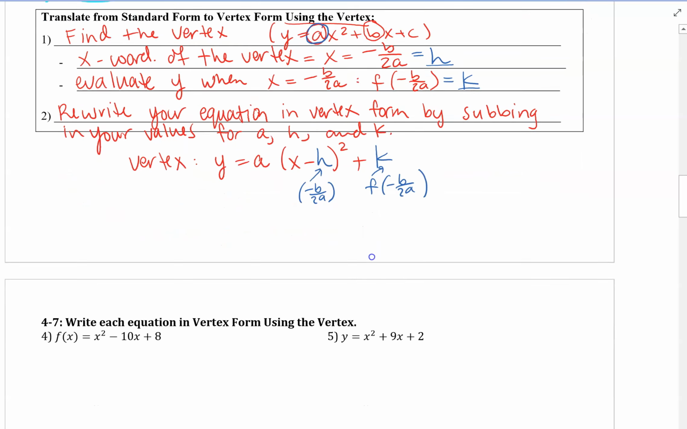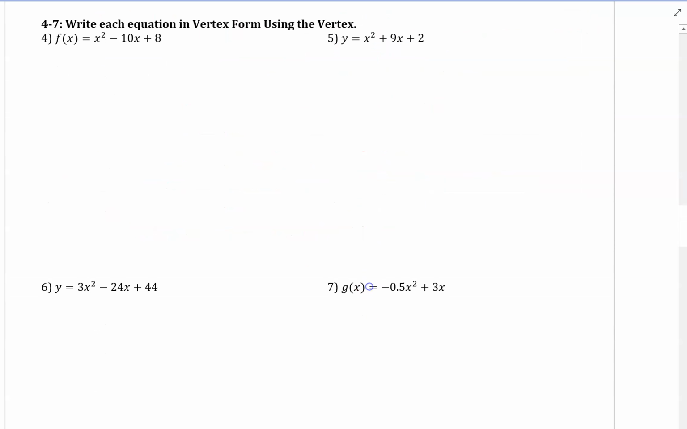Now let's go ahead and try it with example 4. So if you notice, I have example 4 twice because I wanted you to see how it works using either method. So this example would be ideal for completing the square since a is 1 and b is even, but it can also work by simply finding the vertex. So let's see how that happens. So a in this case is 1, b in this case is negative 10, and c is 8, because that's what these numbers are when you are in standard form.